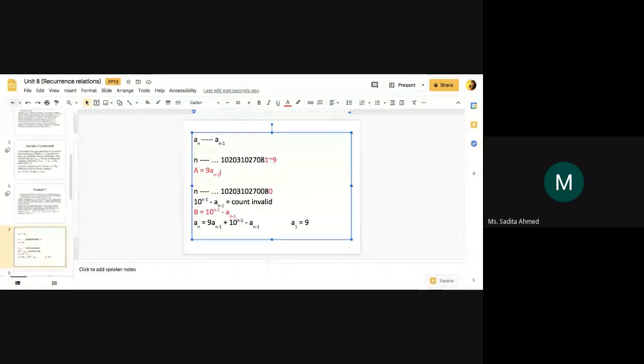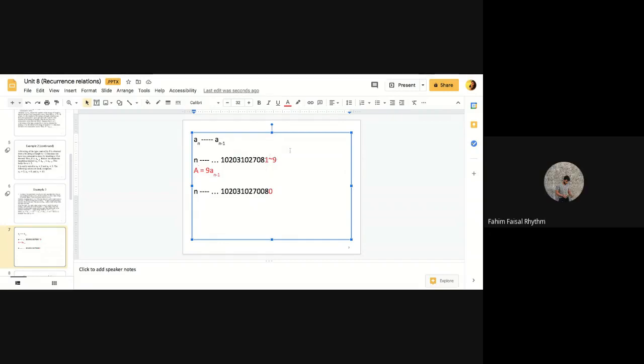However, tell me now, is this the total count? Is this the total count of the valid decimal digit strings of length n? Is this the total count? No, miss. No, it's not. Why?